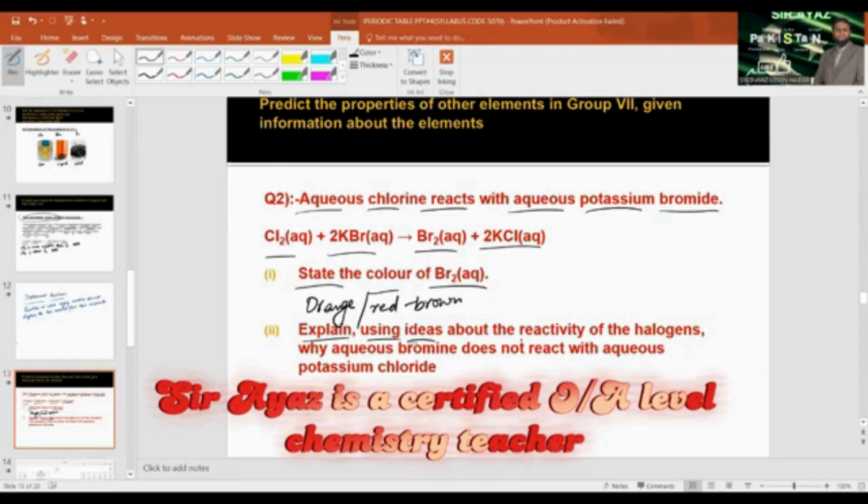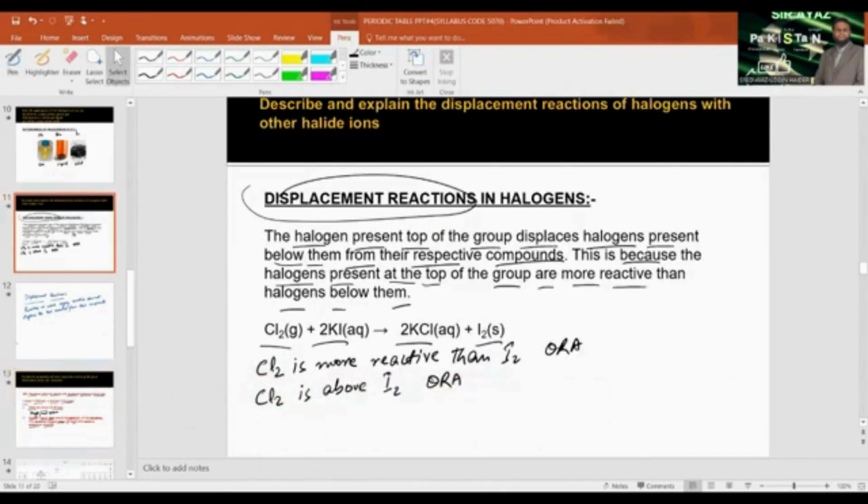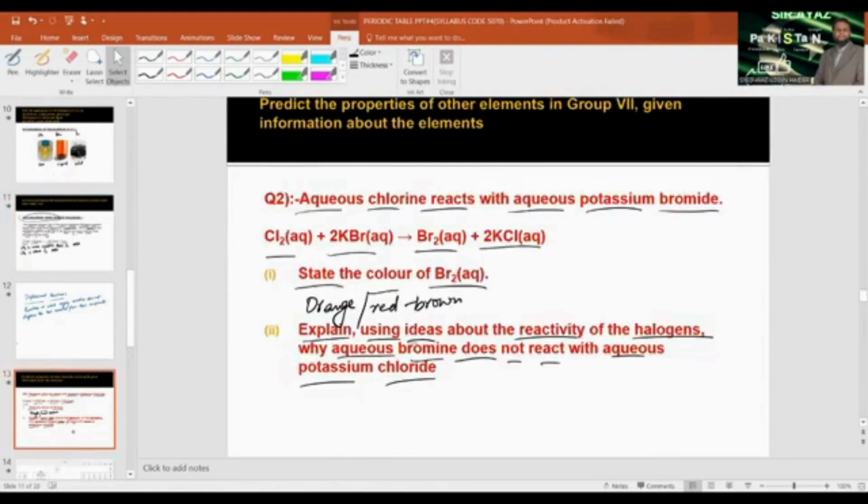Explain using ideas about the reactivity of the halogens why aqueous bromine does not react with aqueous potassium chloride. I have already explained this in the reaction between chlorine and potassium iodide. You can use these statements and apply this idea about reactivity of halogens in this question.